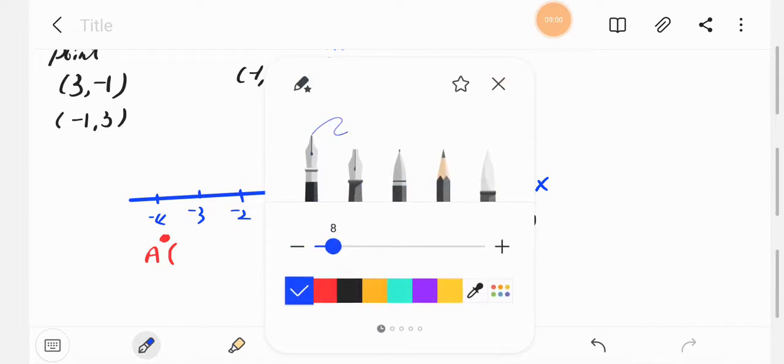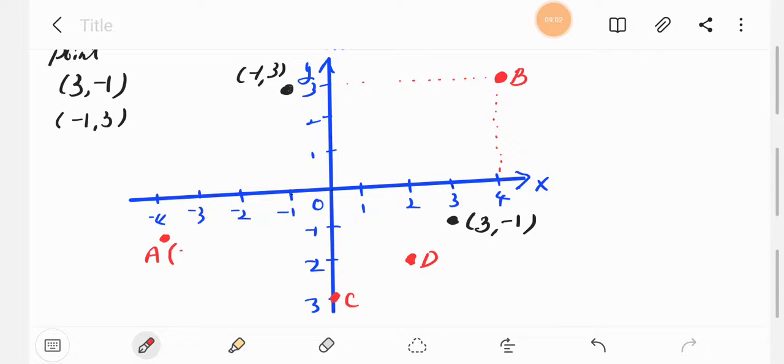-4, right? We moved 4 units to the left, so the x coordinate is -4. And then vertically 1 down, so the y coordinate is -1. How about the coordinate, the ordered pair of the point B?